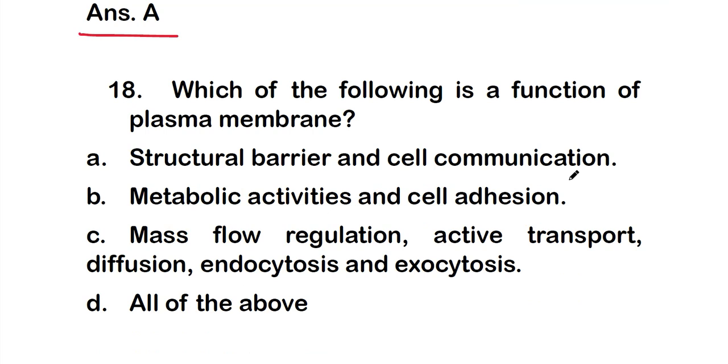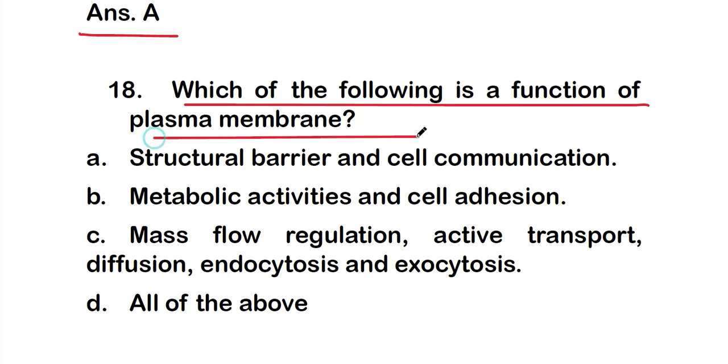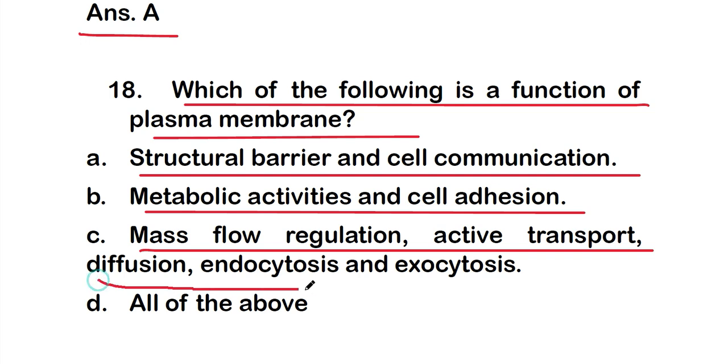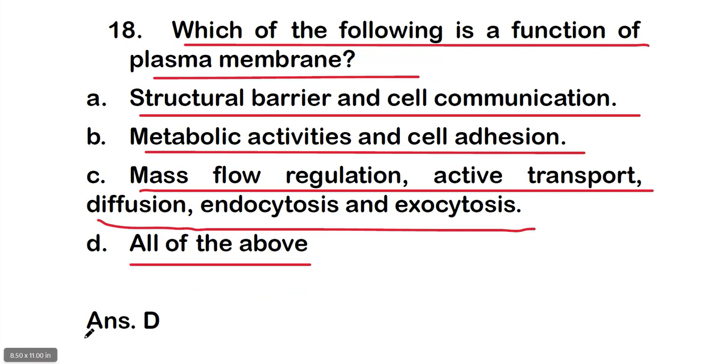Okay, so next question. Next is question number 18. So which of the following is a function of plasma membrane? And options are: option A, structural barrier and cell communication; option B, metabolic activities and cell adhesion; option C, mass flow regulation, active transport, diffusion and endocytosis and exocytosis; or option D, all of the above. And our answer is option D, that is, all of the above. All of these are functions of plasma membranes.